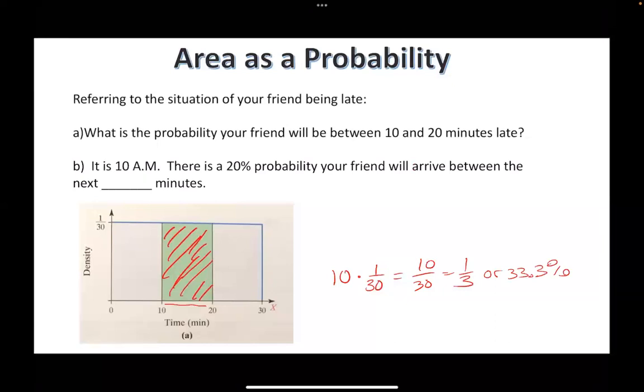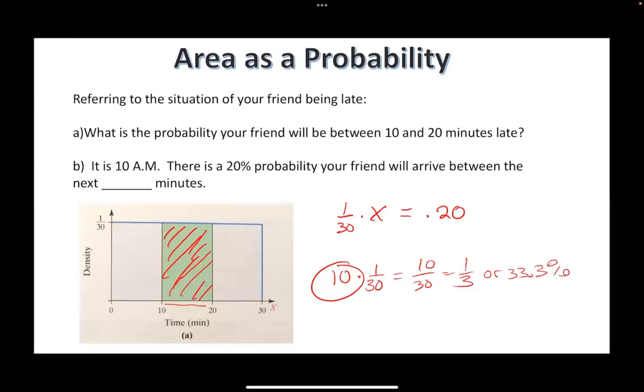There is a 20% probability your friend will arrive within the next how many minutes? So I know that it's going to be 1/30 times something. I'm going to say X because that's what we do. And there's a 20% probability, so that's going to equal 0.20. So 1/30 times something equals 0.20. Just like instead of 10, I'm putting something else in there that I don't know what it is.